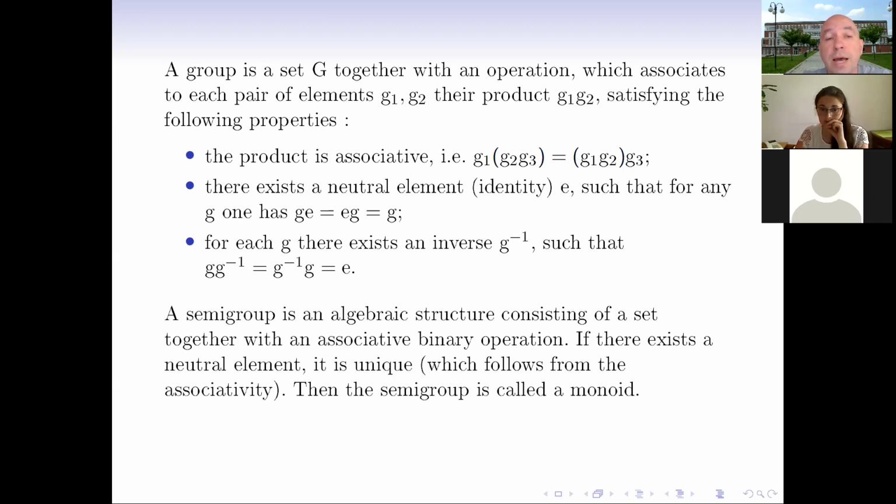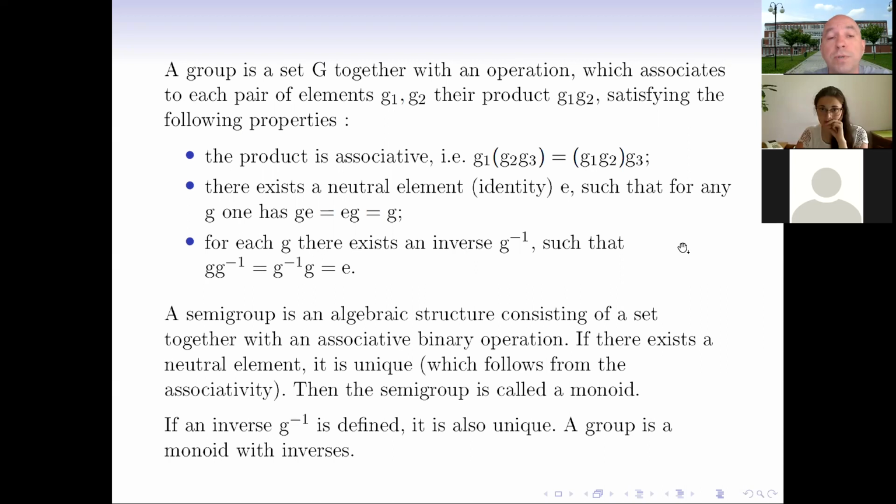It will be unique, such that G with G inverse equals G inverse times G equals the identity, the neutral element. So there are more general notions like a semigroup, which is an algebraic structure consisting of a set together with an associative binary operation. And this is precisely the first property. If there exists a neutral element, it is unique, and then the semigroup is called a monoid. This is the second property. So if the first two are satisfied, it's a monoid. And if all three are satisfied, then first of all, the inverse is always unique, and then a group is a monoid with all inverses. So this is the tower of different objects. In fact, all of them are important.